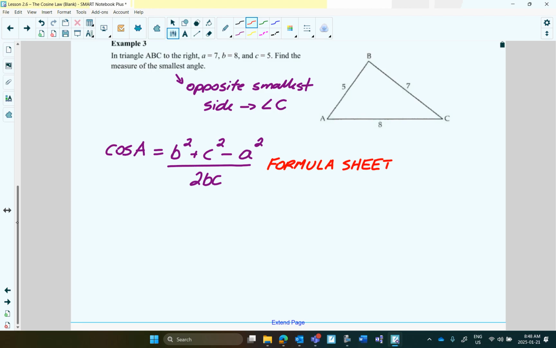Okay, so how do we fill in everything properly? Well, we're finding C, so it's going to be cos C. The side opposite angle C is 5. So these are the other two sides, 7 and 8. So I square those and add them together. Then I subtract the side opposite C squared and divide that by 2 times the other two sides multiplied by each other.